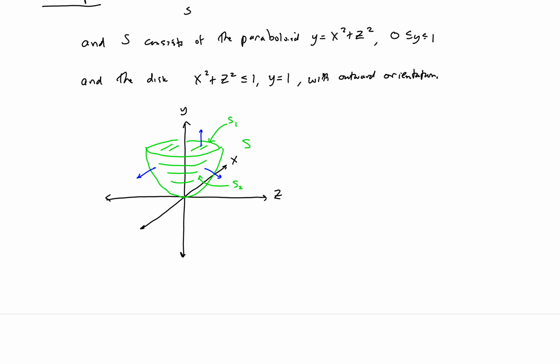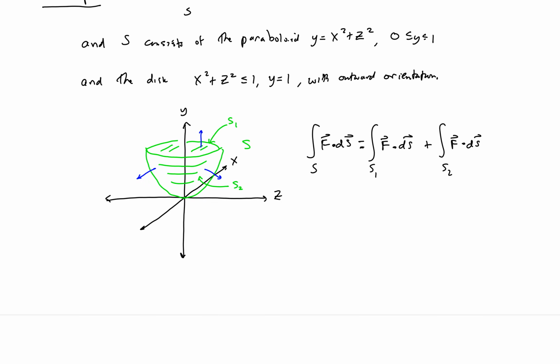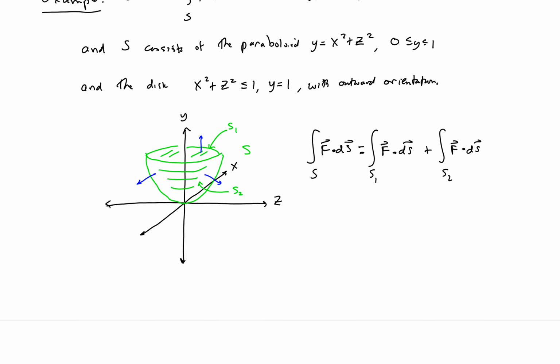So if we do that, we can see if I want the flux integral of F dS, I can do this by calculating each one of these separately, which is really the way we're going to have to do this if we want to calculate this directly, because we can't parameterize both of those surfaces like that. So let's start by calculating the flux integral on S1.